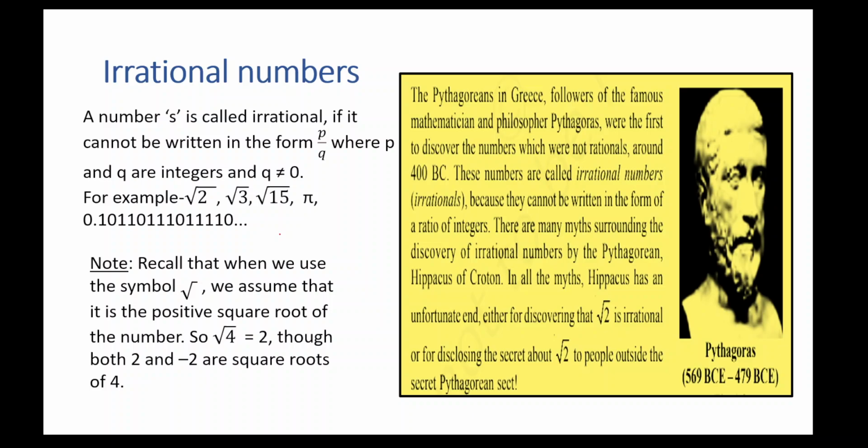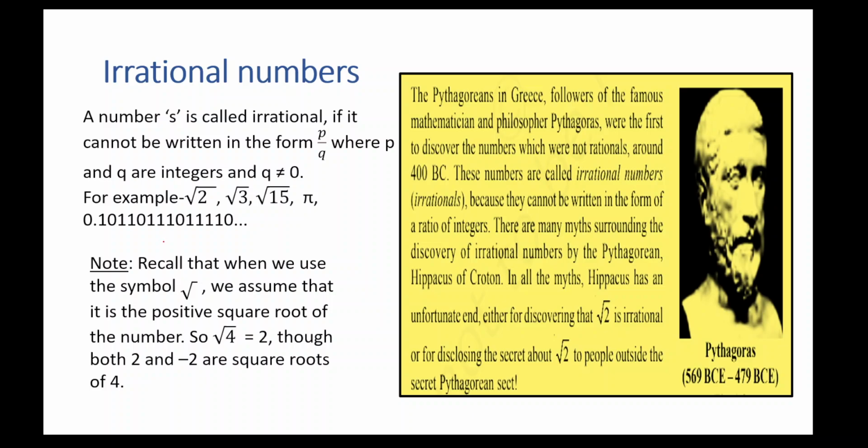Let us see irrational numbers. A number is called an irrational number if it cannot be written in the form of p by q. As we can't express it in the form of p by q, we call it an irrational number. Example: √2, √3. When we use the square root of 4, we get two values, one negative and one positive.